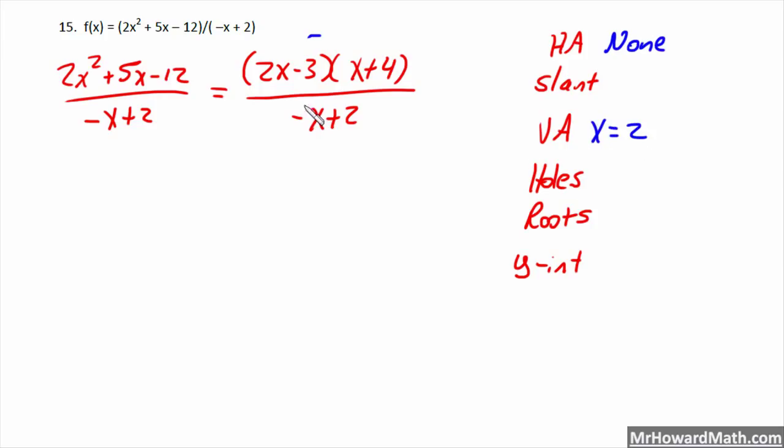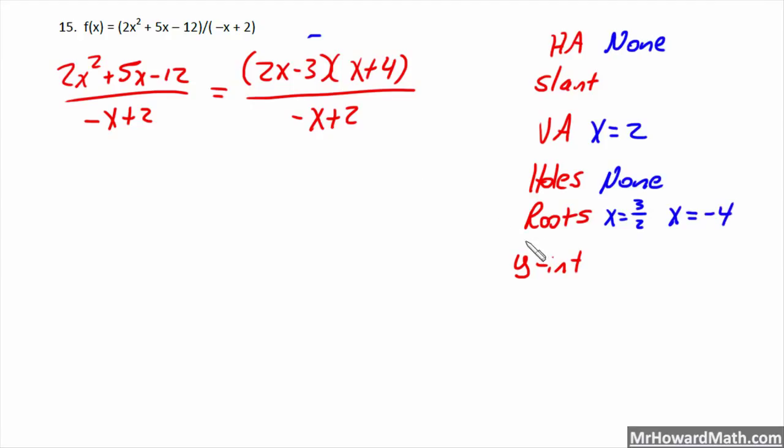Holes come from factors in the denominator that cancel with factors in the numerator. We don't have any of those, so none. No factors canceled. Roots come from the remaining factors in the numerator that don't cancel. Both of these are remaining, so they both give us a root. 2x minus 3, set that equal to 0 and solve, you get 3 over 2, so x equals 3 halves or 1.5. And this factor here, set that equal to 0 and solve, you get x equals -4 for another root.